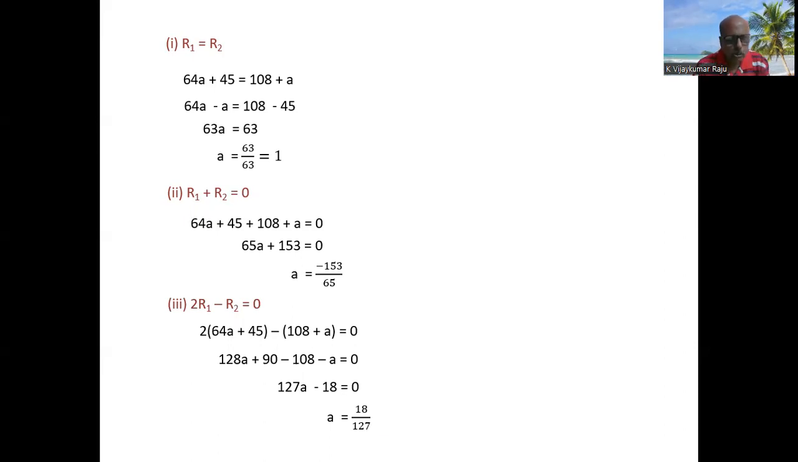Third case, 2R1 minus R2. That is 2 times (64a plus 45) minus (108 plus a). Open the bracket. 2 into 64 is 128a, plus 45 into 2 is 90, minus 108, minus a, is equal to 0. So 128a minus a is 127a. 108 minus 90 is 18. You get this, right? So 18 upon 127 is the value of a when 2R1 minus R2 is 0.